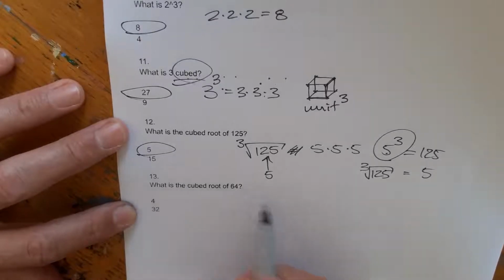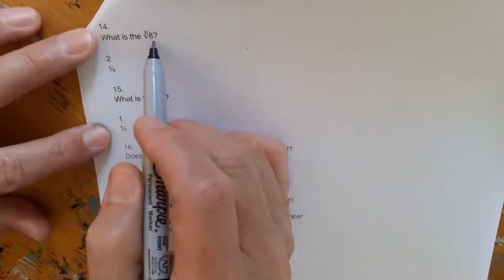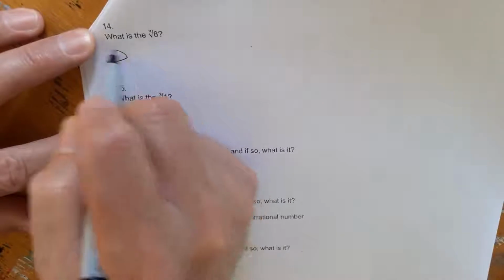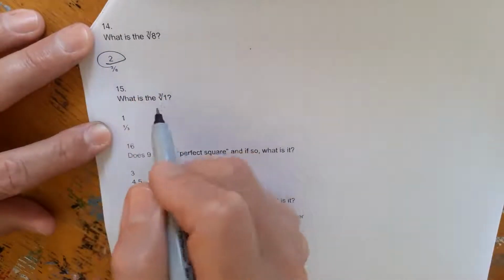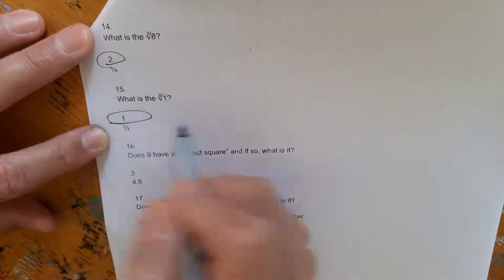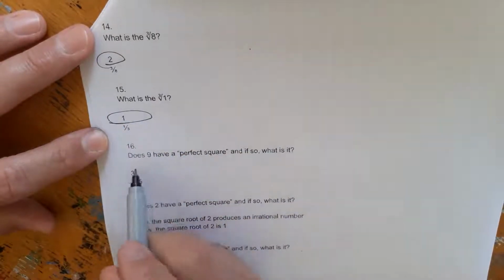What's the cube root of 64? It must be 4, because 4 times 4 is 16, times 4 is 64. What's the cube root of 8? Got to be 2, because 2 times 2 is 4, times 2 again is 8. What's the cube root of 1? That's pretty easy, because 1 times 1 times 1.